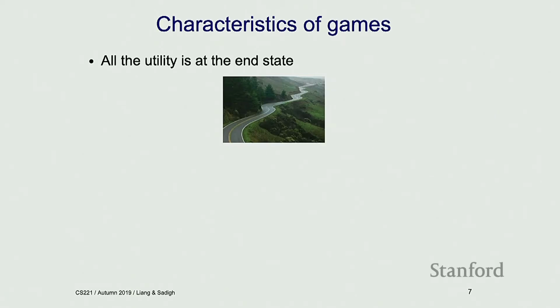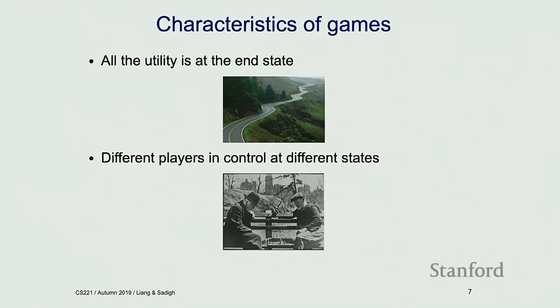But here, the utility only comes in at the very end, at the end state. And then the other thing about it is that different players are in control at different states. If you're in a state, you might not be able to control things. It might be your opponent's turn, and you might not be able to do anything. Okay, so those are the two main characteristics of games.